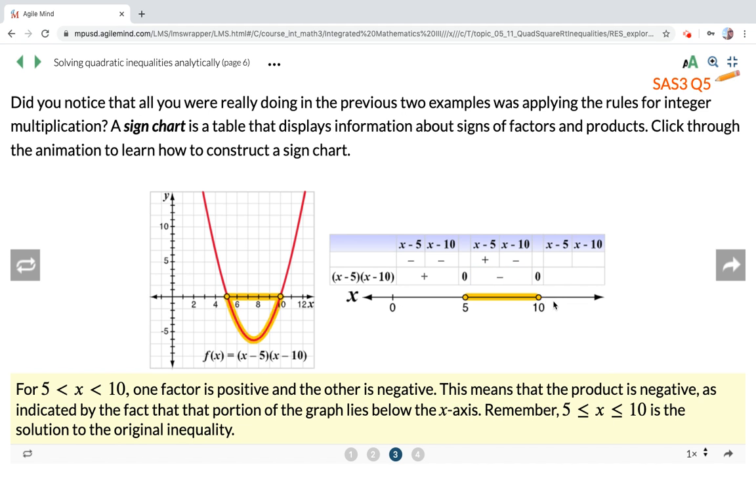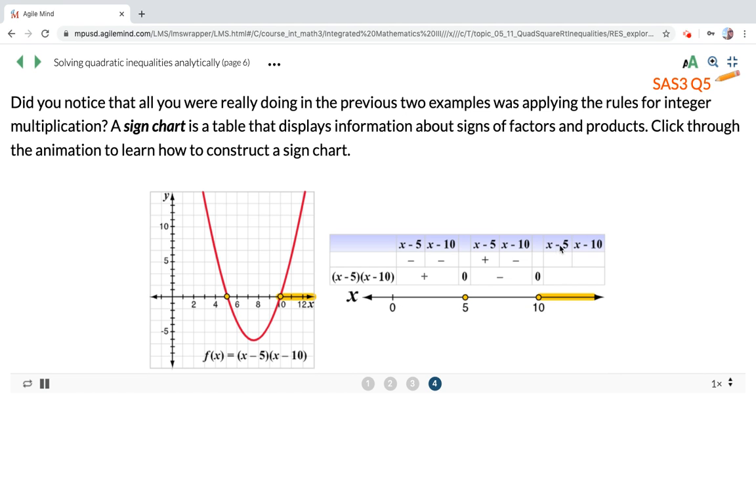And then I'm going to plug in a number bigger than 10, like 12 or something like that. If I plug in a 12, that's positive. Plug in a 12, that's positive. Positive times a positive gives me a positive.